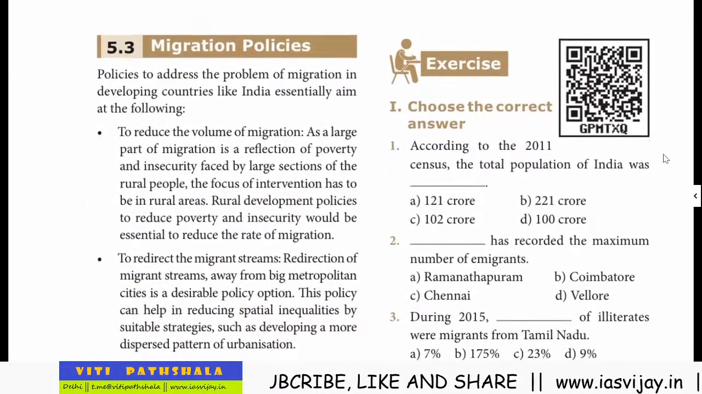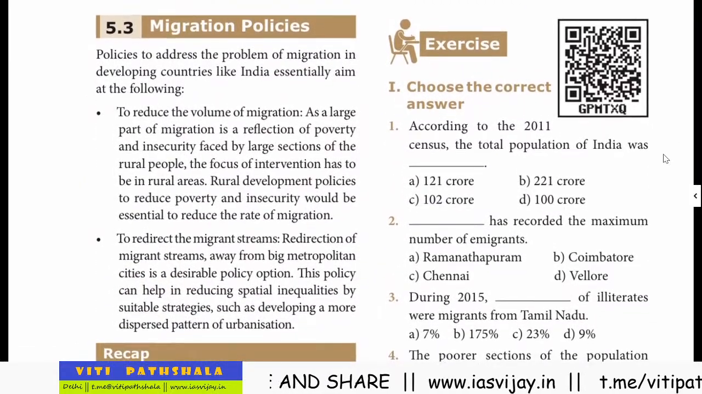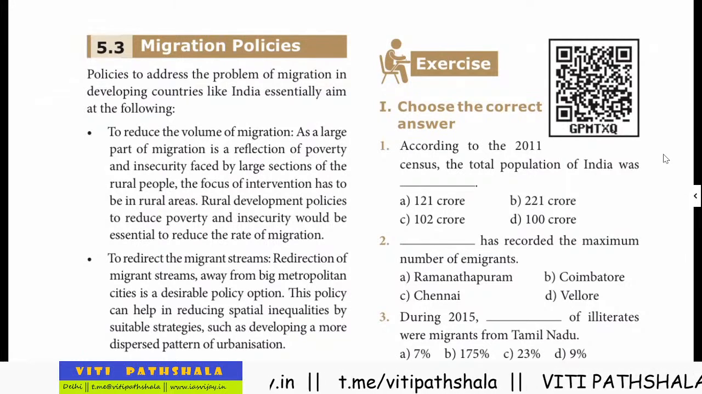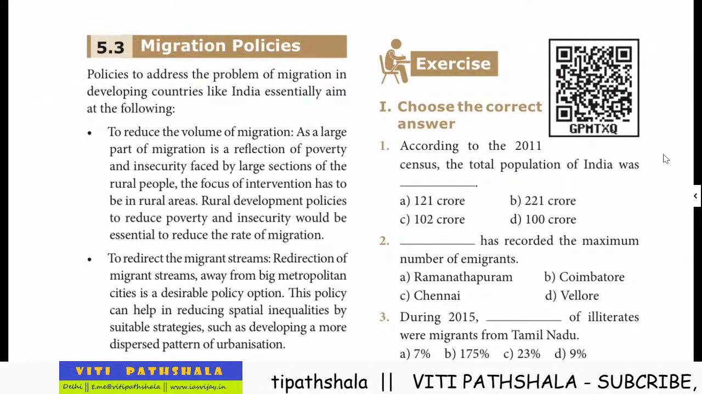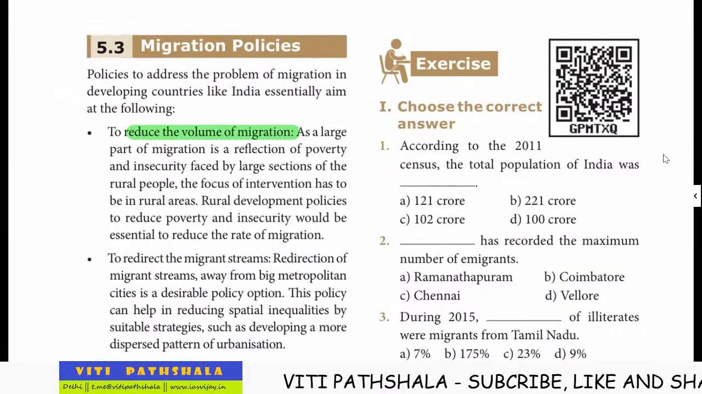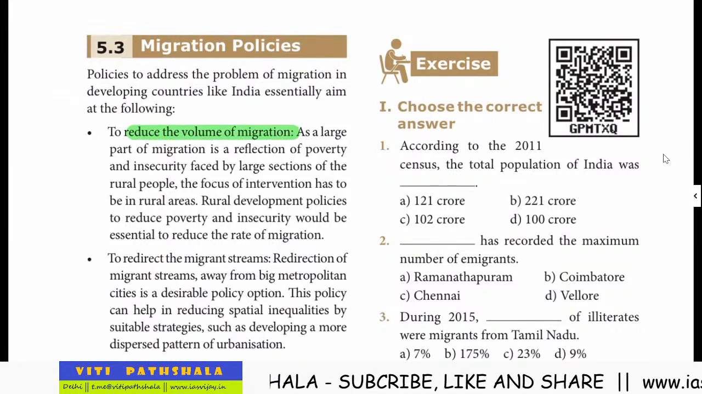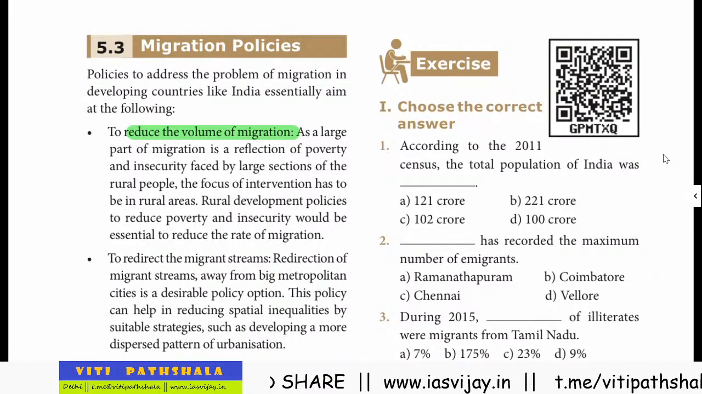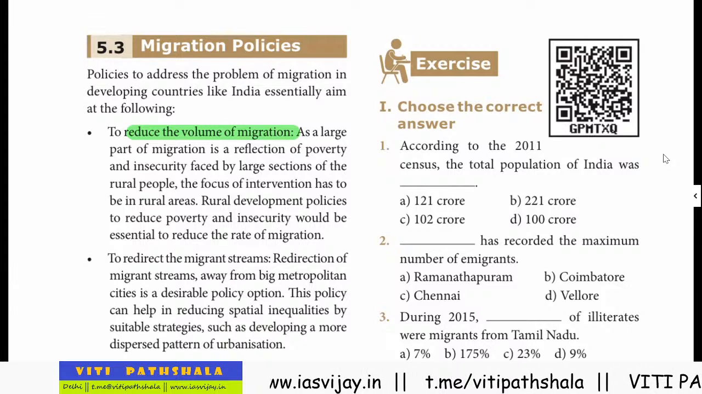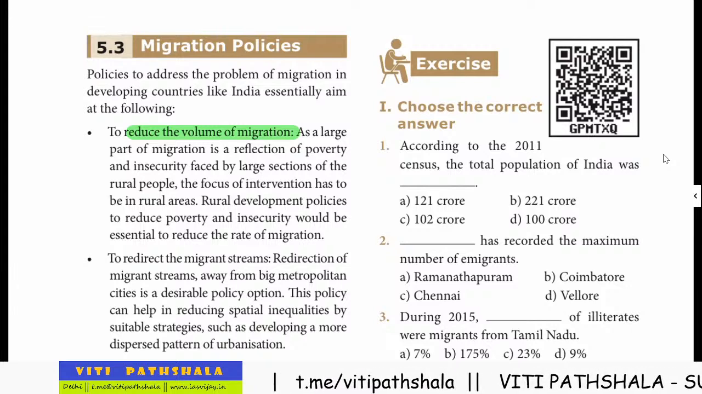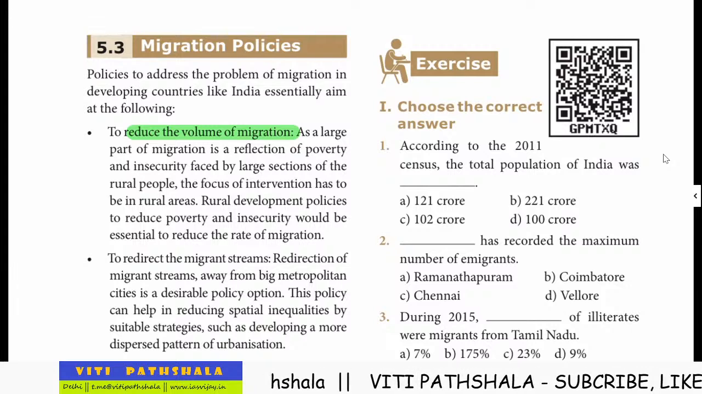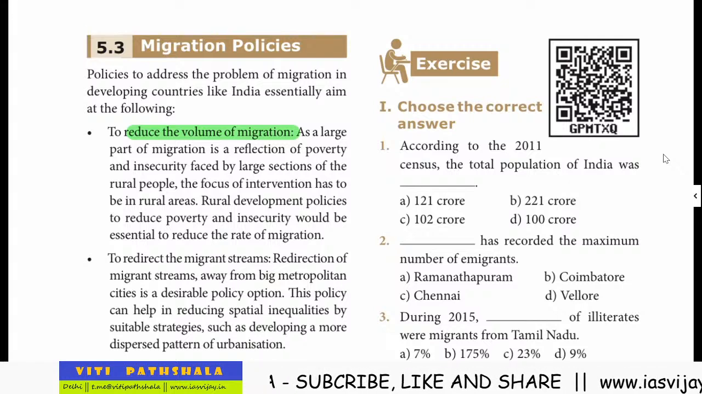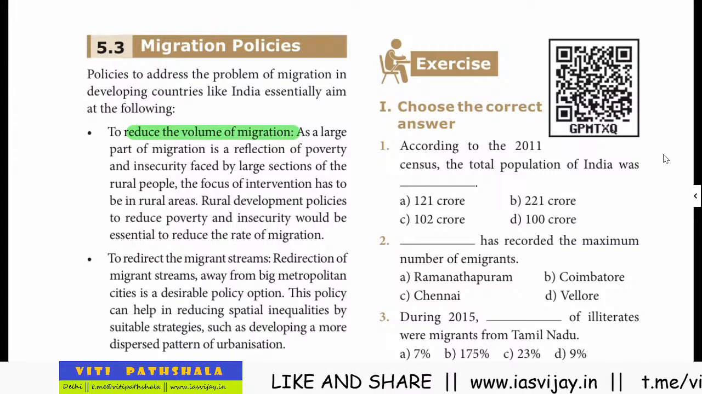Now, what are the migration policies? Policies to address the problem of migration in developing countries like India are essential. They aim at the following. First, to reduce the volume of the migration. As a large part of the migration reflects the poverty and the insecurity faced by large sections of the rural people, the focus of the intervention has to be in rural areas. Rural development policies to reduce poverty and insecurity would be essential to reduce the rate of migration.